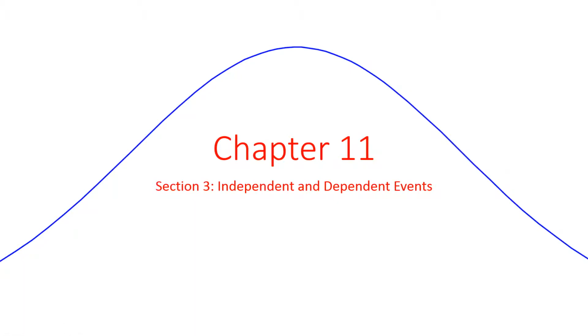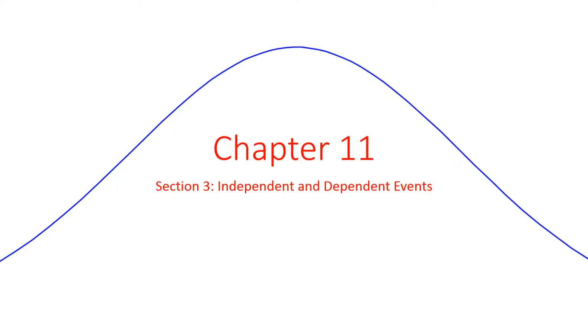Welcome back to the next section of Chapter 11. In this section, we're going to be looking at independent and dependent events and how to deal with those probabilities. Independent and dependent events are ways we can combine the probabilities without having to figure out the total number of successes and the total number of total possibilities. We can use the probabilities and multiply them.